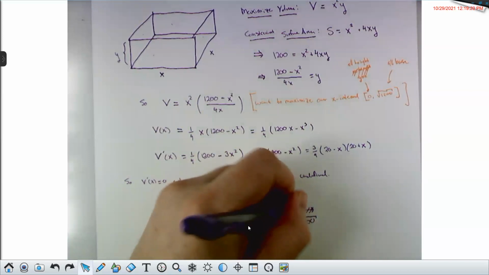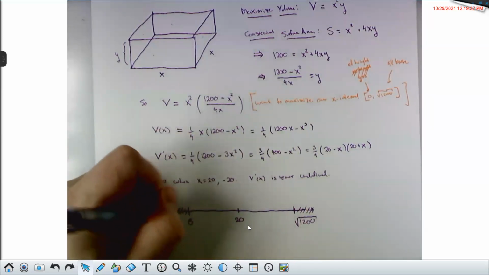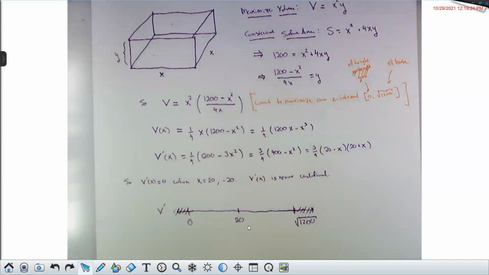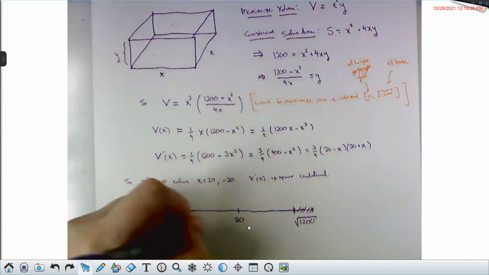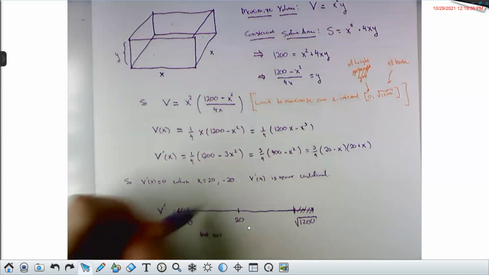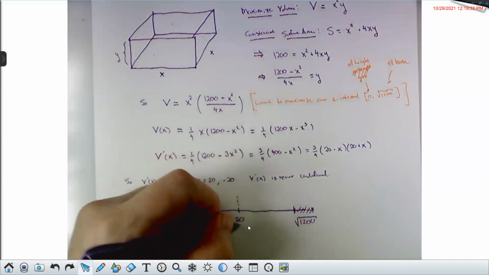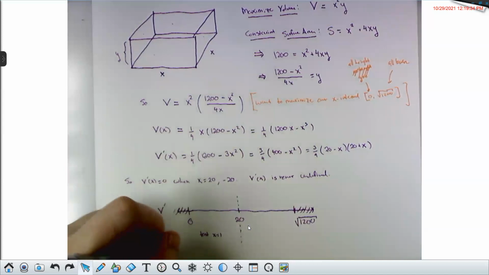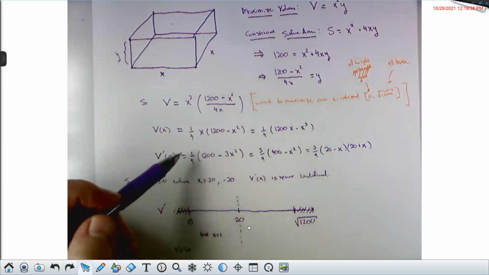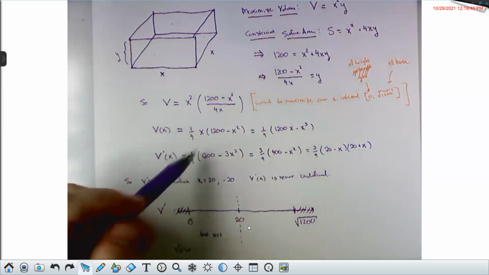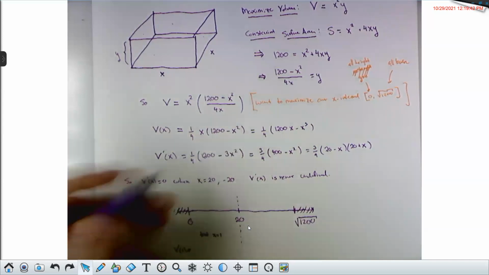So I'm not interested in any of this stuff. This is outside the domain, outside the domain. We can test x equals 1 in this left region. V prime of 1 is, let's do it here, 1/4 times 1200 minus 3.